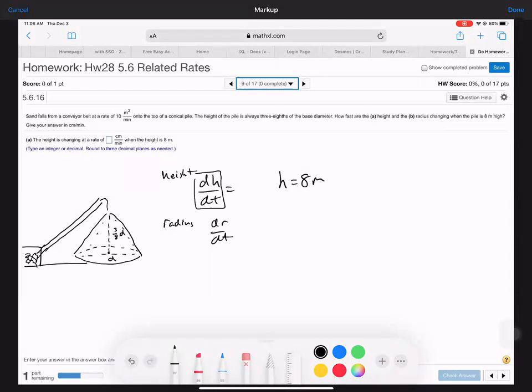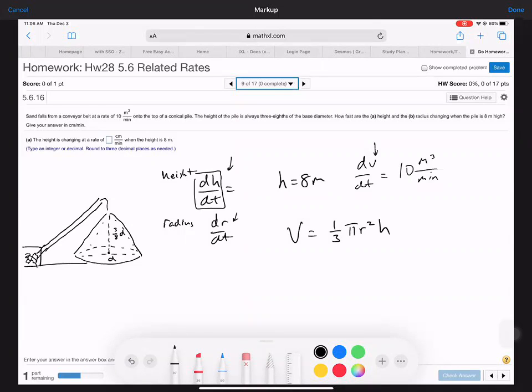Now, my question to you is, first, do we have an equation to describe what's going on here? They gave us that dv over dt, how fast the volume is changing, is 10 meters cubed per minute. You guys okay with that? Can you think of an equation that has volume, height, and radius to describe this picture on my left? Volume, perfect. The volume of a cone is equal to 1/3 pi r squared h.